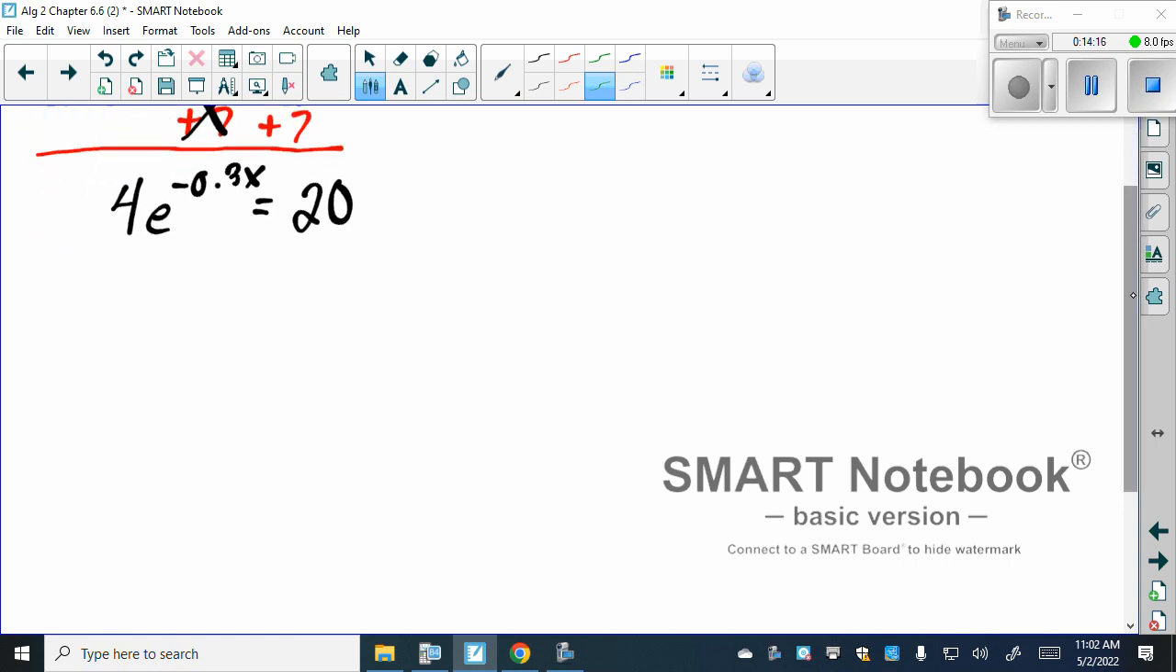Is e by itself? No. So what do we need to do next? Divide both sides by 4. 4e to the negative 0.3x divided by 4 is e to the negative 0.3x equals 5.